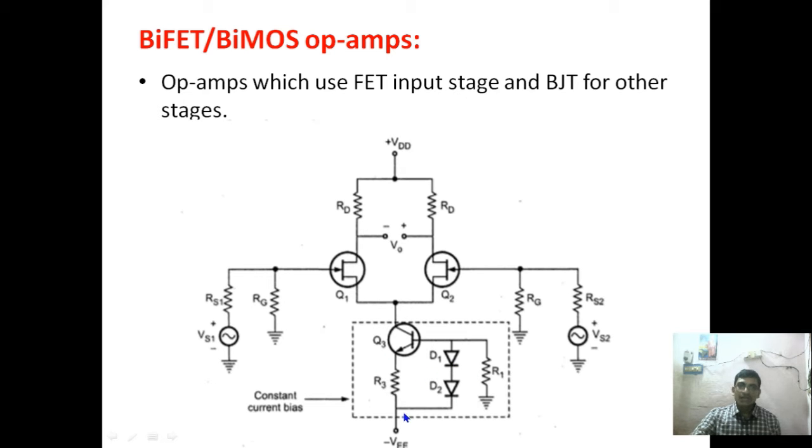So instead of the RE resistor, we are using the constant current bias circuit. These JFETs are in common source configuration. This is one common source configuration and this is another common source configuration. The advantage of using JFET in the differential amplifier is to improve high input impedance and high slew rate.